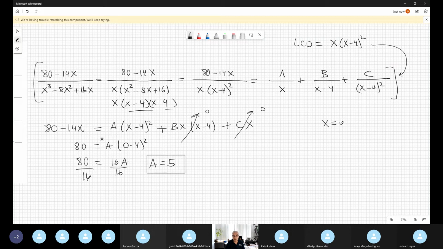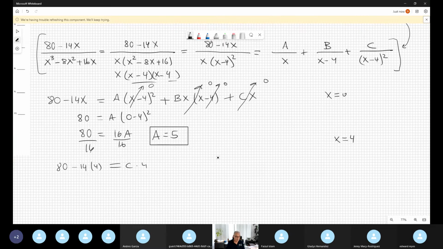The second smart value is maybe 4. And what is 4? This is gone, this is gone, and stays alive C. So it's 80 minus 14 times 4 is equal to C times 4. And 14 times 4 is 56. So 80 minus 56 is 24, equal to 4C. Therefore, C alone, divided by 4 on both sides, is 6.